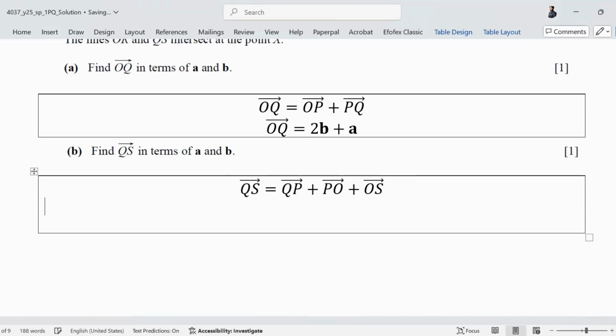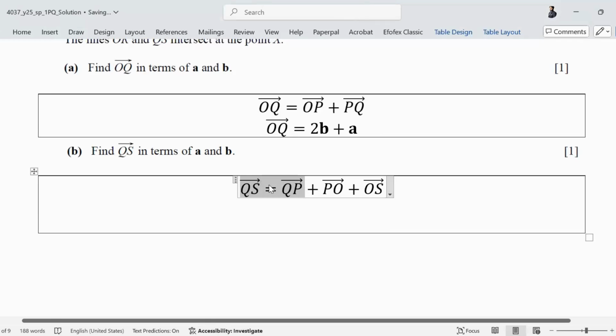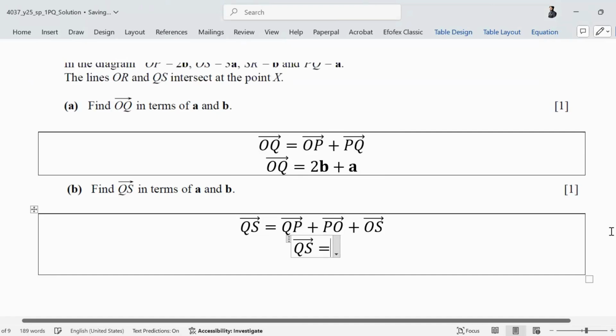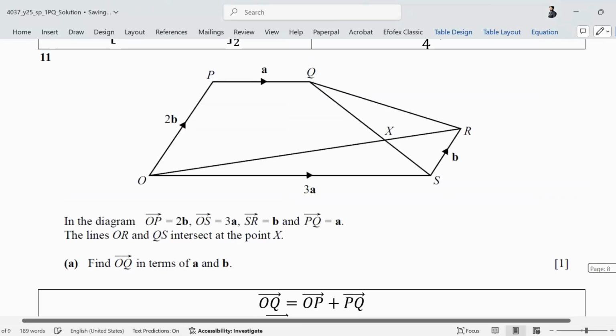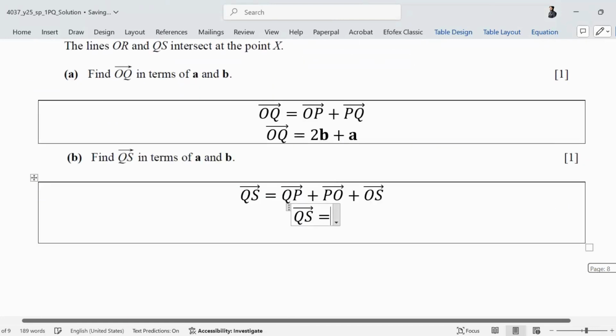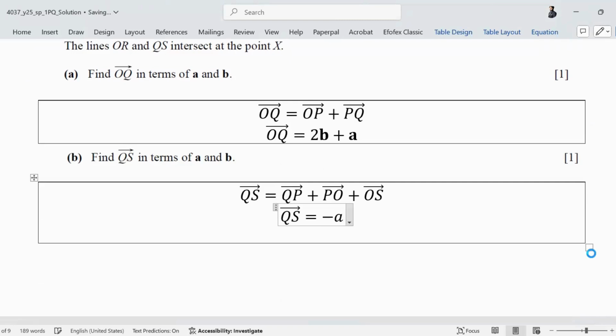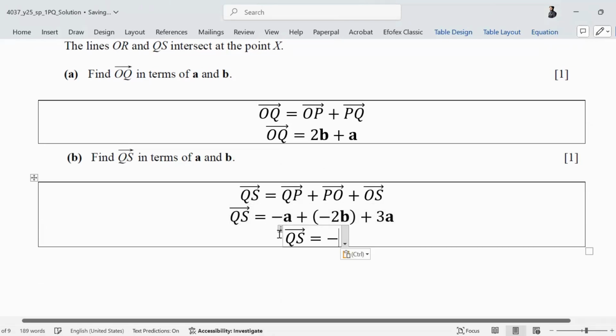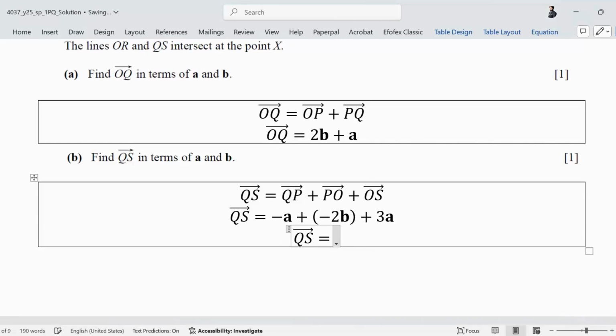Okay, so the value of QS is what we need to find, or the vector QS is what we are looking for. QP is negative A, PO is negative 2B, OS is positive 3A. Negative A plus negative 2B plus 3A. So through this, if we simplify, QS will be 3A minus A is 2A minus 2B.